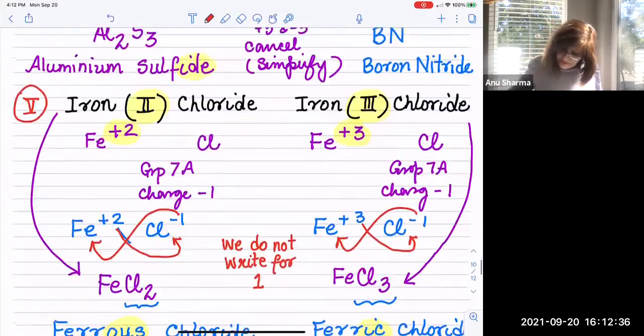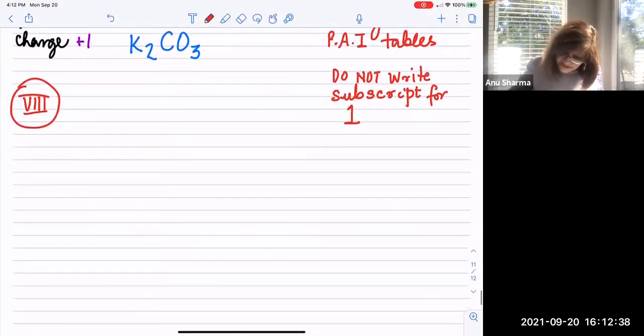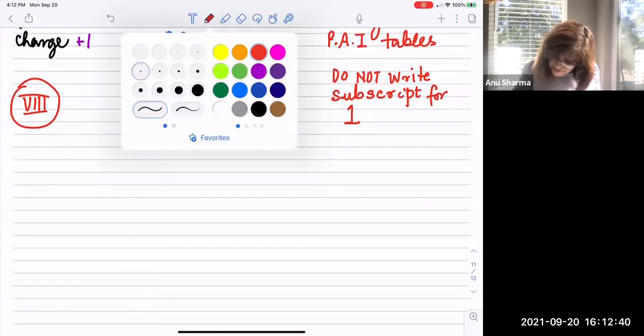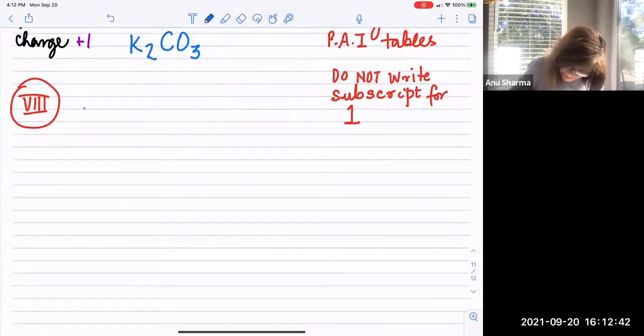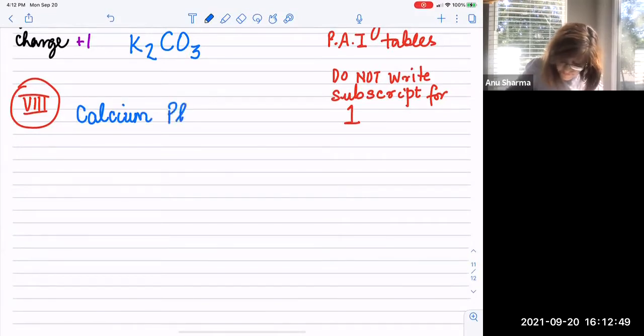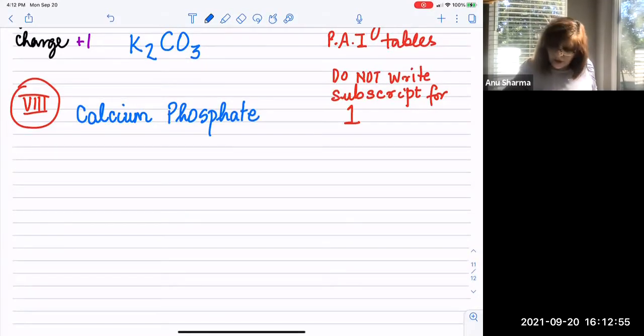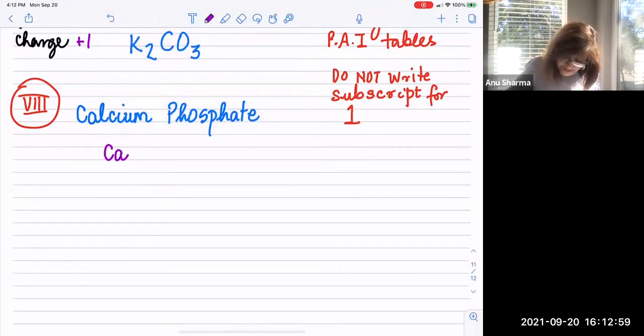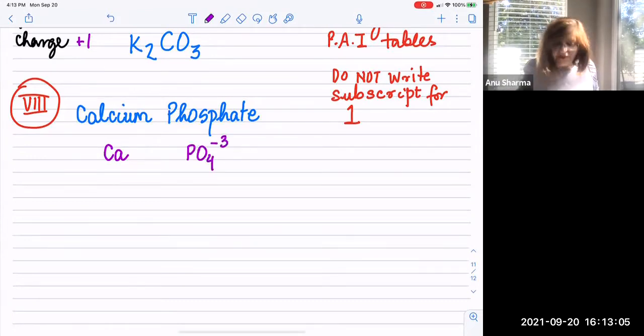Okay. All right. Let's do calcium phosphate. Same thing, you should know the symbol for calcium. The symbol for calcium is Ca. And from the polyatomic ions, phosphate is PO4 minus 3.